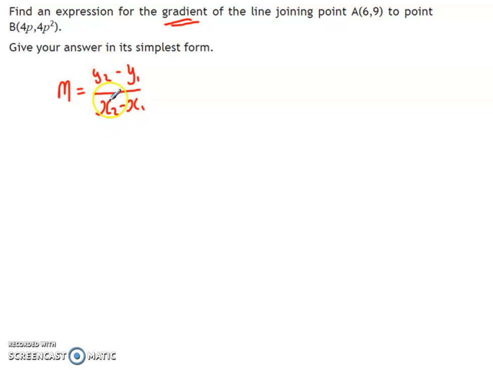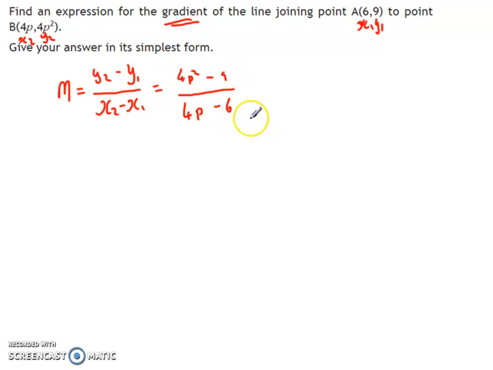What we now have to do is label the 2 points and then figure out what we can do. Now personally, I would always label the one with the letters as x2, y2, just to keep them at the start. Obviously if there's 2 points and they both have letters and parts of expressions in them, it doesn't matter which way around. But for me in this question, I would label this point as x2, y2, and this point over here, the point A, as x1, y1. And then substitute everything in. So y2 minus y1 gives me 4p squared minus 9 over x2 minus x1, 4p minus 6. So now we have this written as an expression.